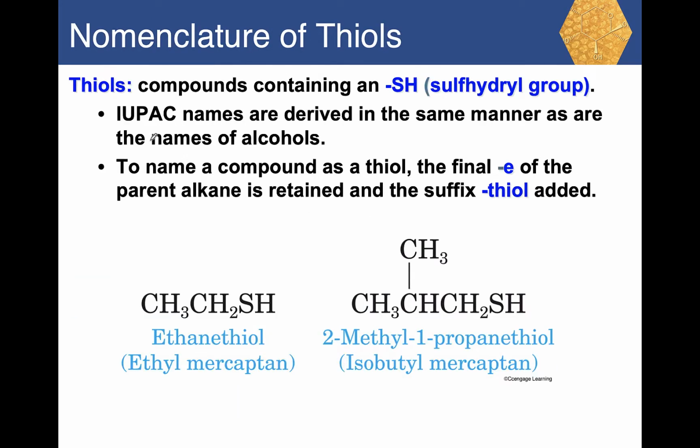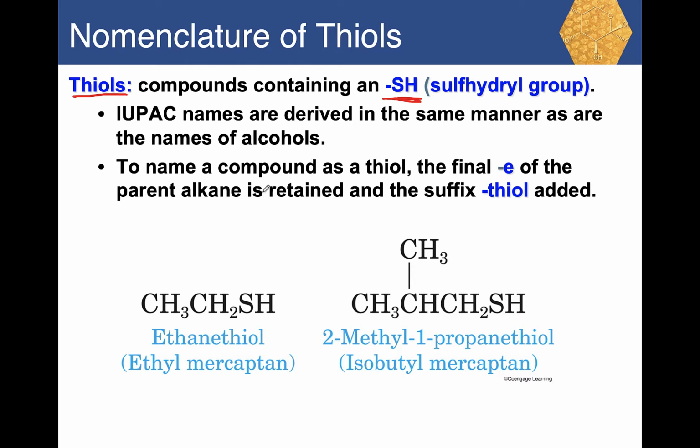Let us look at another type of molecule called thiols. As a functional group, it has, instead of the OH, the SH. So instead of having an oxygen, it has a sulfur. You look at the periodic table, sulfur is below oxygen on the periodic table. So in terms of the IUPAC naming of thiols, again fairly simple. It's similar to that of alcohols.